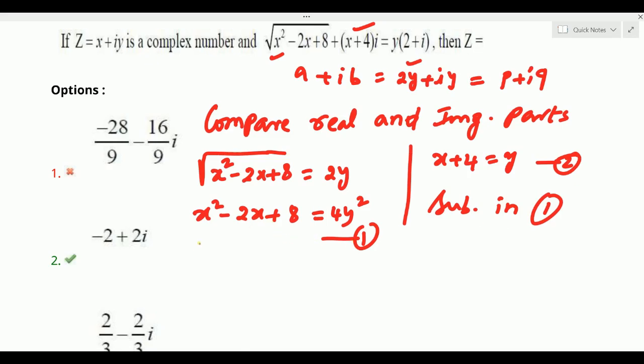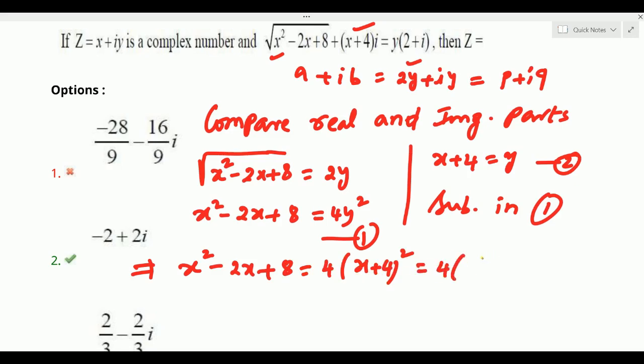Therefore this becomes x square as it is minus 2x plus 8. What do we put in the y place? 4y square is there. In the y place we can write x plus 4 with the square. Okay? So this is 4 times x plus 4 whole square, by the a plus b whole square formula, x square plus 2ab, that is 2 times 4, 8x, plus 4 times 4, 16. Okay?